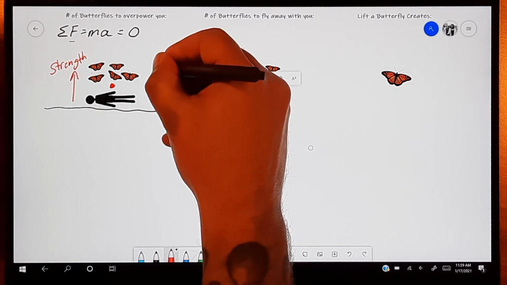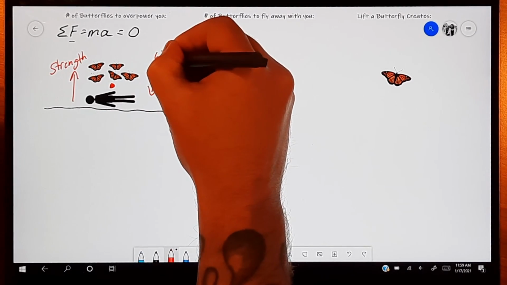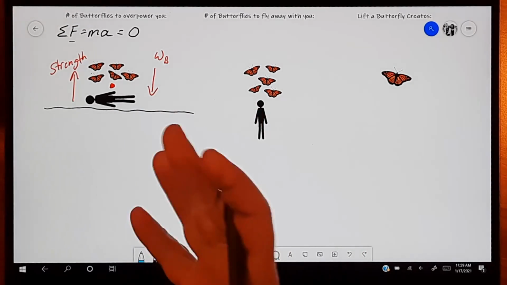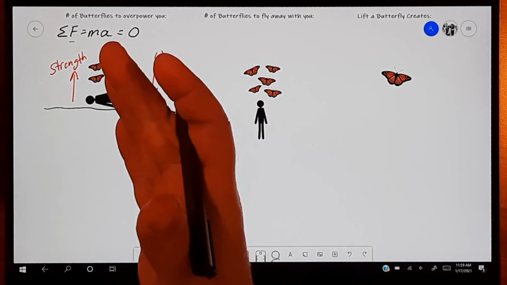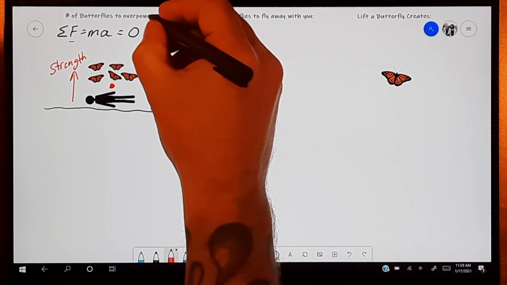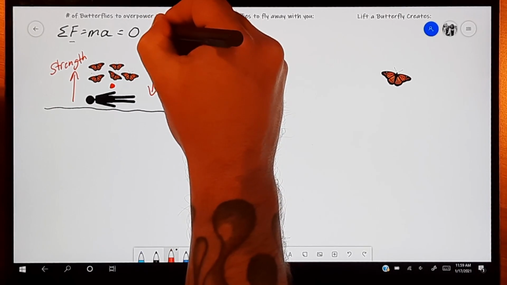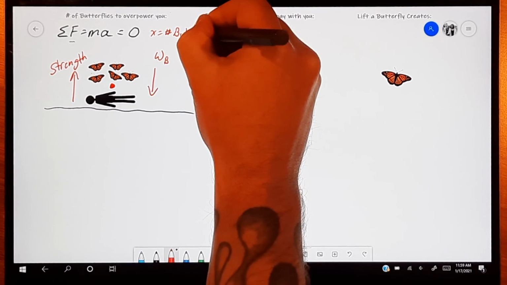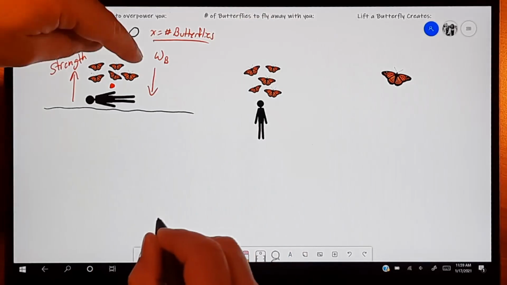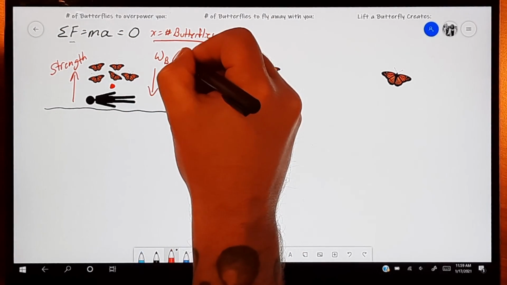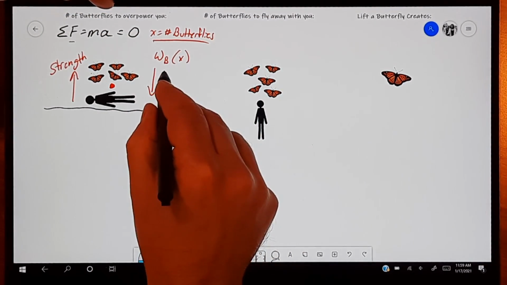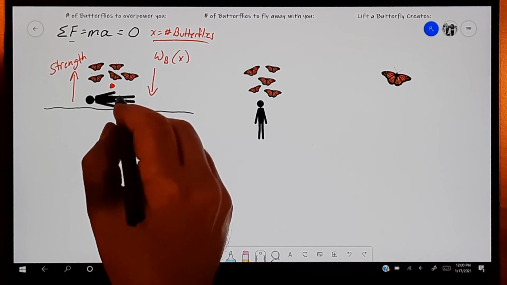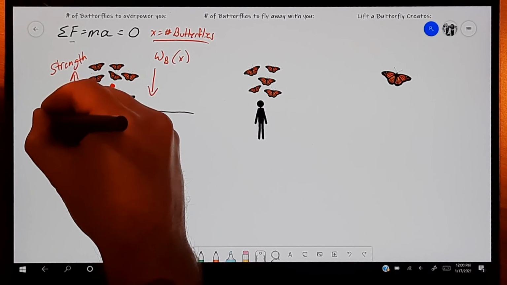And the second one is actually going to be the weight of the butterflies. So we have the weight of a butterfly coming down on us, but we don't have just one butterfly, we're going to have multiples. So we need to find a way to represent that. So let's assume x is equal to the number of butterflies. Now we need to multiply the weight by the number of butterflies. So we're going to have the weight times x. And now let's go ahead and write out our equation.